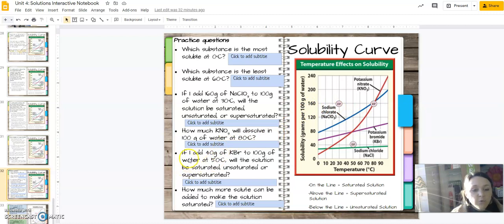Okay, if I add 40 grams of KBr, we're going to be looking at the purple line now, KBr, at 50 degrees. So I'm going to go 40 grams, 50 degrees, there's my point. Will it be saturated, unsaturated, or supersaturated? Looking at KBr, the purple line, this point is below the purple line, so it's unsaturated. This is how much more solute can be added. I'm at 40, I can go up to 80, so that means I could add 40 more grams.